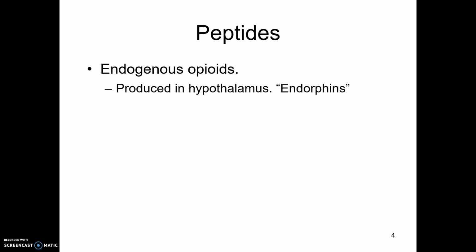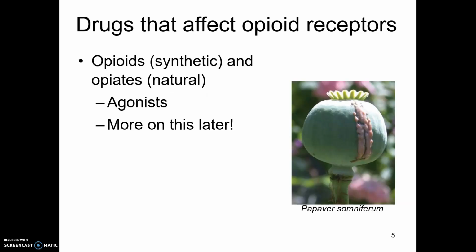There is no reuptake mechanism for peptides. So let's start by talking about drugs that actually affect opioid receptors, and we'll talk about these in more detail very soon. The drugs that affect these include synthetic or semi-synthetic opioids, things like fentanyl, oxycodone, and heroin, as well as natural opiates like opium. All of these function as agonists. They enhance the effects of endorphins, and we'll talk more about this soon.